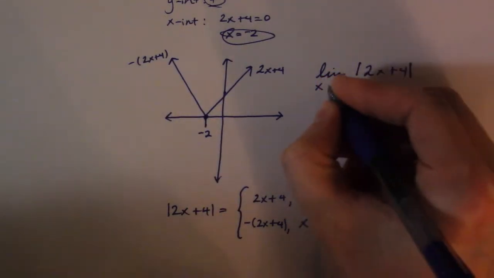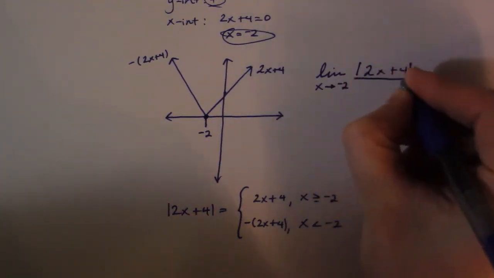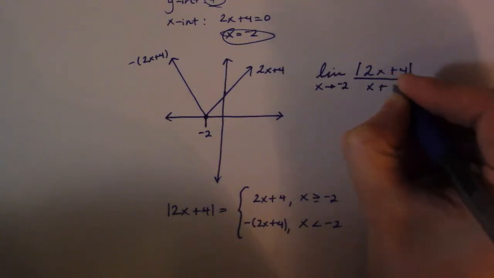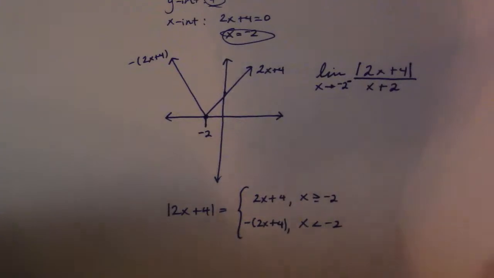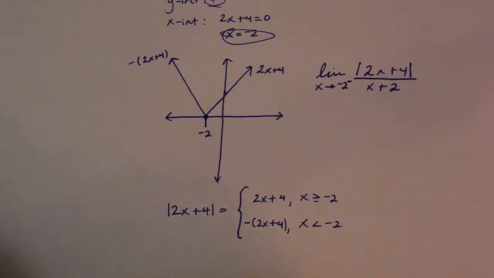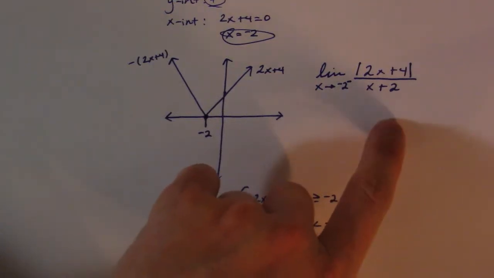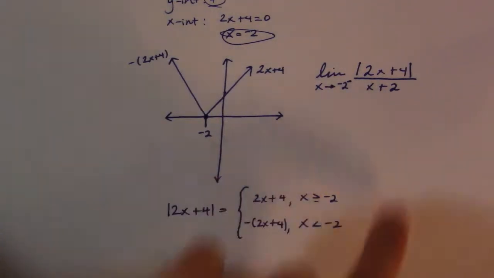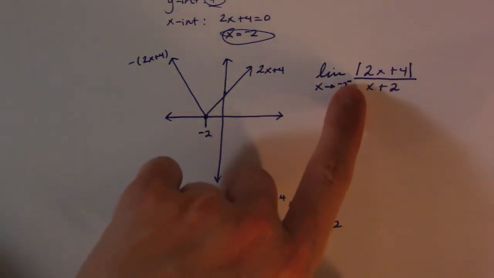So let's say x goes to -2, and then I'll write this guy over x plus 2. And I'm going to say -2 from the left side. That's what that little symbol on the top means. It's like an exponent negative sign, from the left side. So you have to decide what piece of the absolute value function I'm doing my limit for. Am I doing it for this guy or this guy? That little symbol is going to tell you what you're going to use.